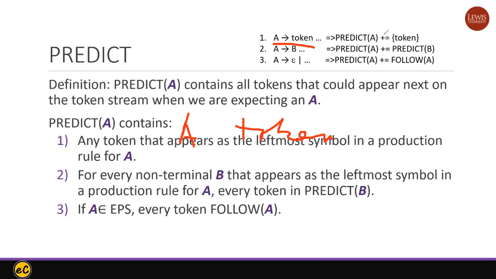A's predict set would include the token. That means that you do see A, but very likely you will start with a token. So the token is in the predict set of the A rule. If A is generating a B, then B's predict set would be included in A's predict set.